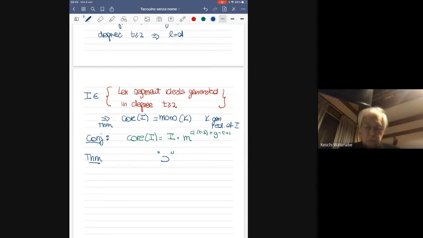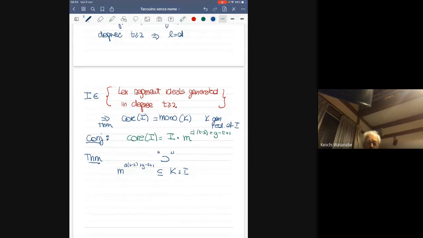The thing is this: since the core is equal to mono, so I'm using this thing to prove this inclusion, it's enough to prove that this huge power of the maximal ideal, takes me forever to write it, is contained in K colon I. Why? Because obviously this would tell you that I multiplies this power inside K for this K general reduction, but if it's inside K, since this I times this power is monomial, it is inside the mono K, so it's inside the core, and you're done.